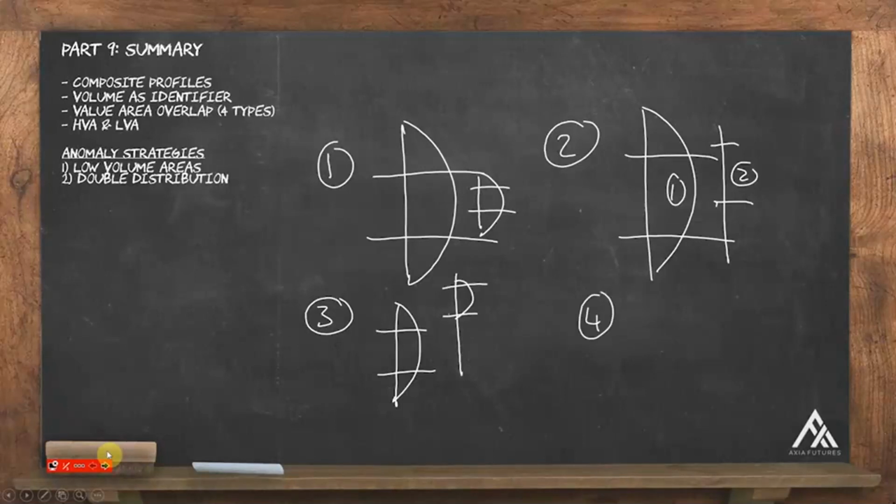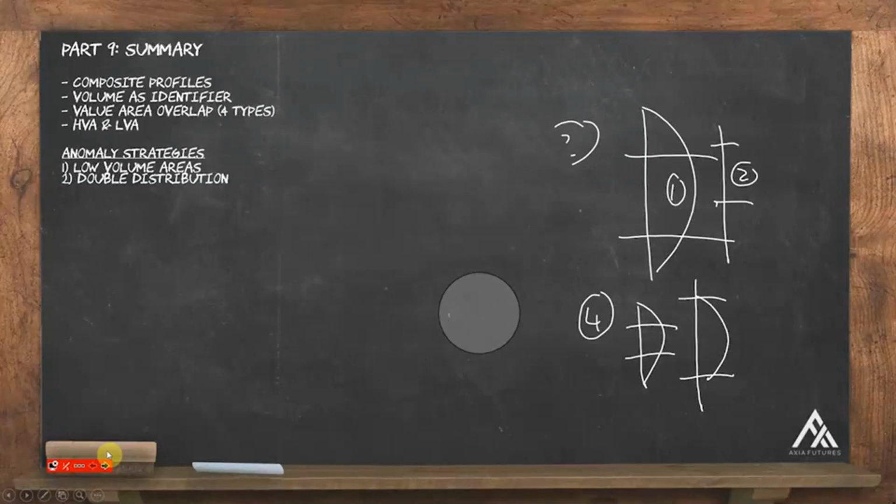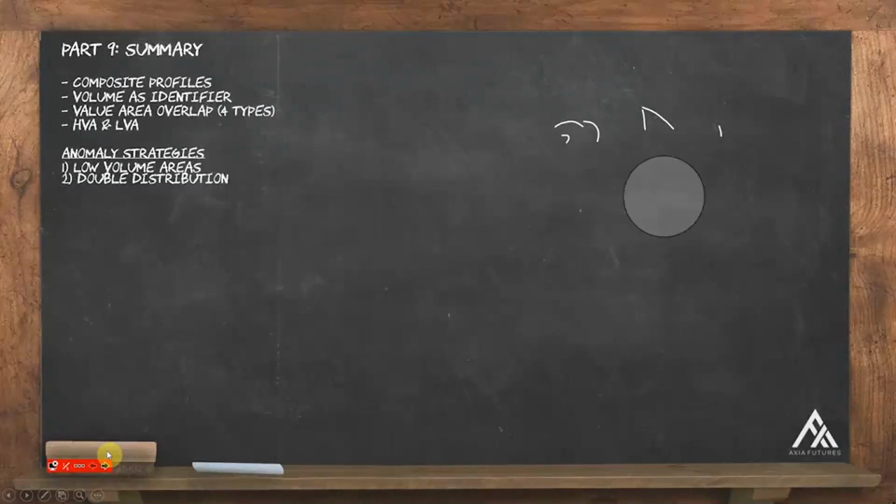We then moved on to the 4th type, which was where we had a complete engulfing value area, where the day 2 session completely engulfed the day 1 value area, and we spoke about this showing us a sudden shift in volatility in the market, and obviously creating various types of opportunity. So those are the 4 examples of types of value area overlap that you can expect to see in the volume profiling.